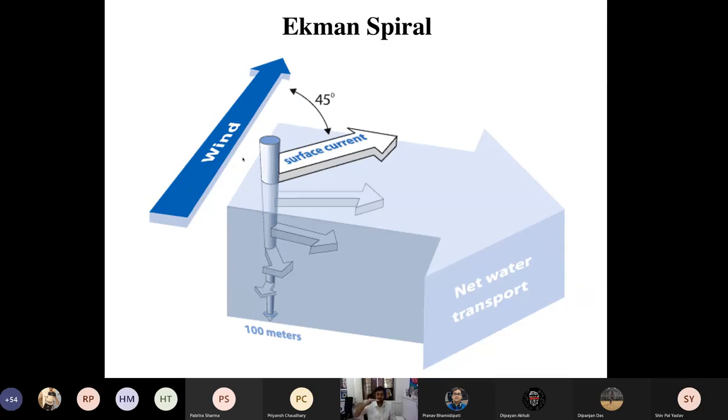However, with every subsequent layer, the magnitude of the vector is going to become smaller and smaller. The net water mass movement usually happens perpendicular to the direction of the wind, and it has a huge consequence in terms of how climate works, how ocean productivity works, and what controls global temperature. In the northern hemisphere, water mass moves at a 90-degree angle to the right of the wind direction, and in the southern hemisphere, it moves to the left.